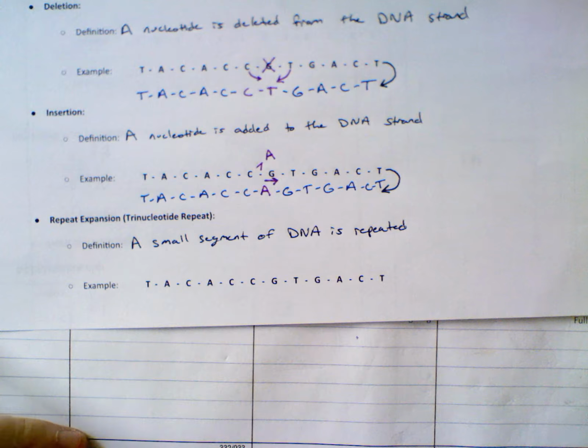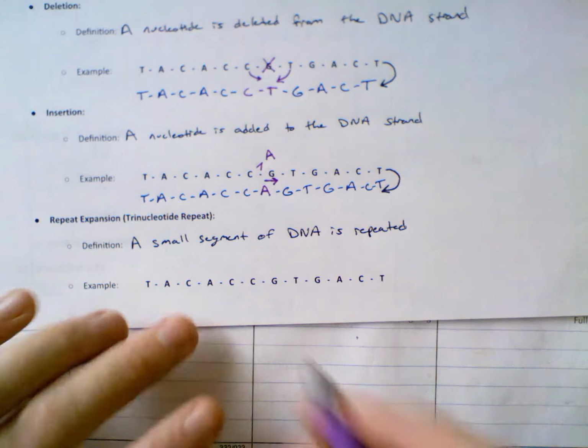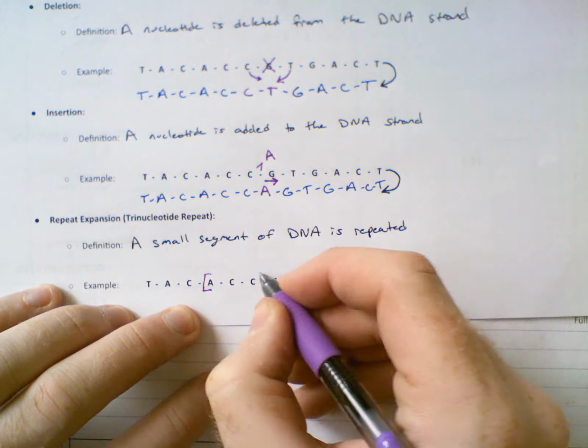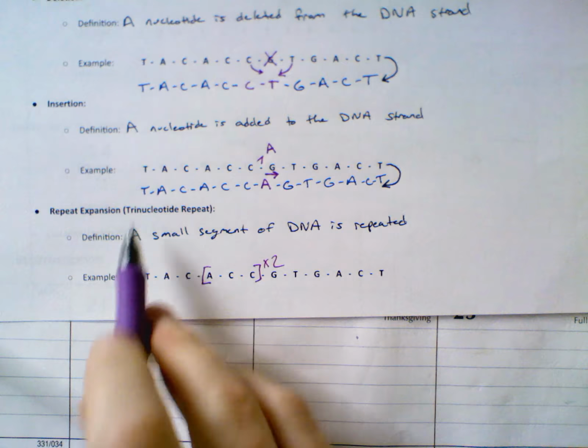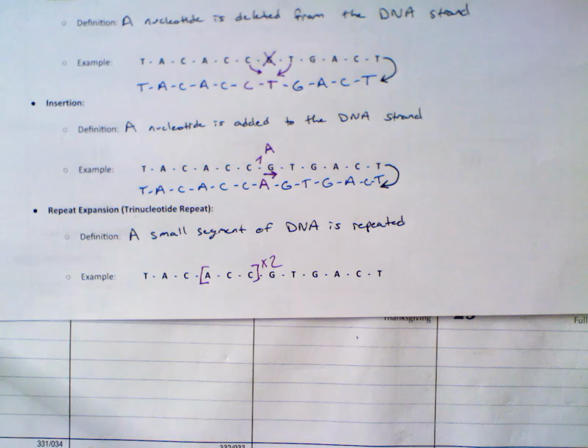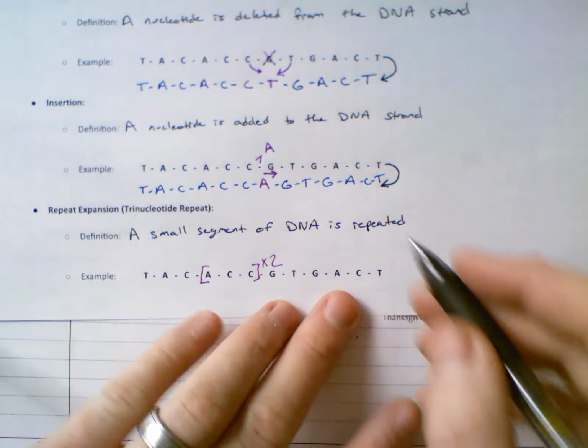Okay. So in this one, we are going to take this ACC right here, and we're going to do it twice. Sometimes you'll hear this called a trinucleotide repeat. Huntington's disease and Fragile X syndrome are both caused specifically by trinucleotide repeats. It's a specific type of repeat expansion, but it's the one most commonly addressed.